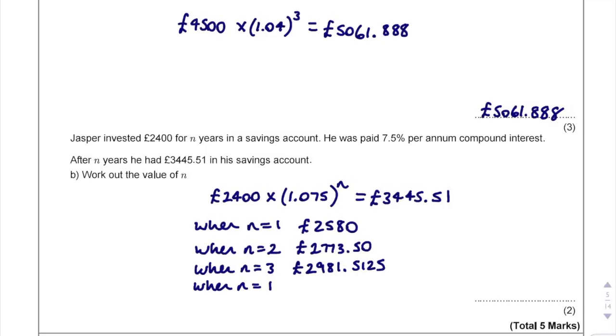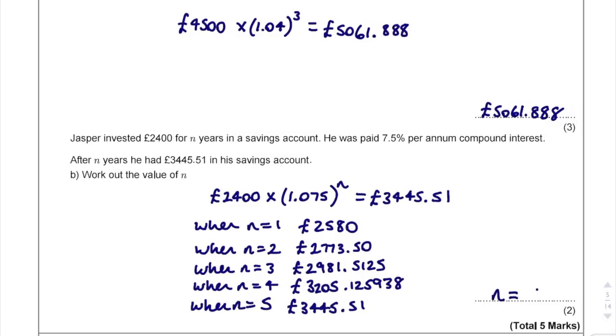And then when n is 4, we get £3,205.125938. We're getting closer, so when n is 5, we get £3,445.51. Rounded that to 2 decimal places, but that's what we were told that Jasper accumulates at the end of n years in his savings account. So the answer must be n equals 5.